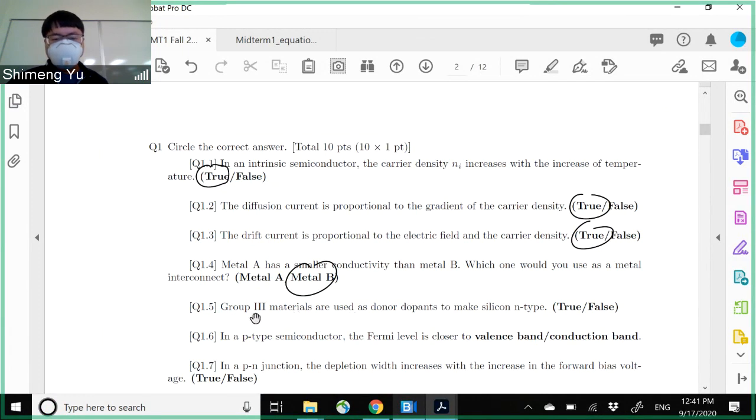But we don't want group 3 because group 3, you have one less electron than group 4. So actually you need to accept electron in group 3 material. So this is false. To make a silicon N-type, we need to use group 5 material, for example, phosphorus. So this is false.